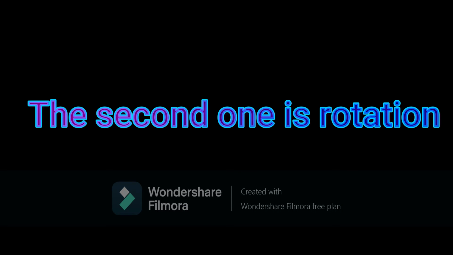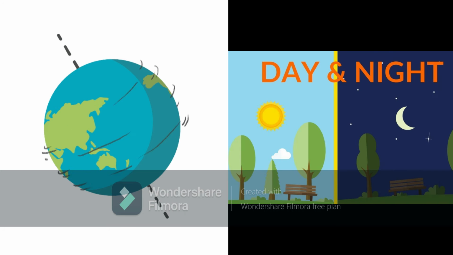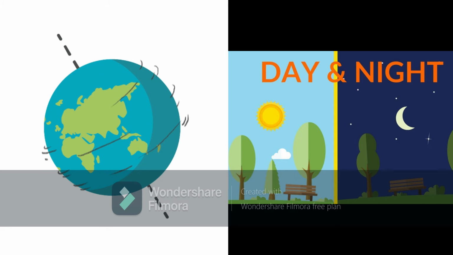And the second one is rotation, in which the Earth rotates on itself, causes day and night, and lasts exactly 24 hours, the same as a day. This movement determines the length of days and years, and it moves with the rest of the planets and bodies of the solar system, rotating around the center of our galaxy.